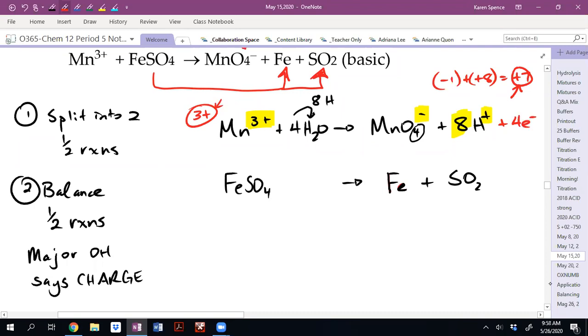Balancing our second one, we have 4 oxygen on the left, 2 oxygen on the right, so we need to have 2 water.